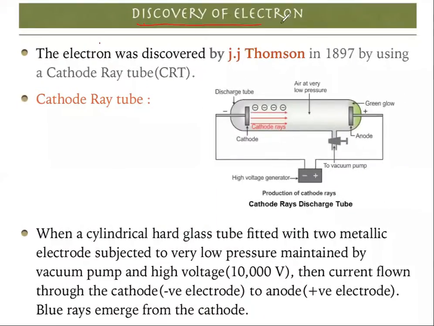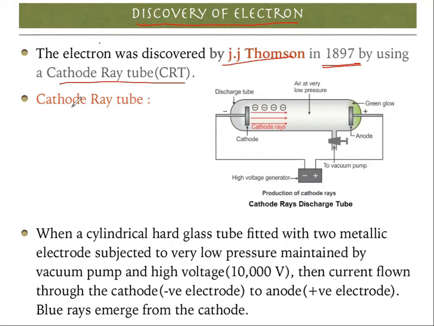Now, discovery of electron. After Dalton's theory, it was said that atom is the fundamental particle of matter. But that theory was rejected after the discovery of electron. J.J. Thomson discovered the electron in the year 1897 by using a cathode ray tube. So it was clear that there are more fundamental particles present inside the atom. To study those fundamental particles, J.J. Thomson first started using a cathode ray tube and discovered the electron.